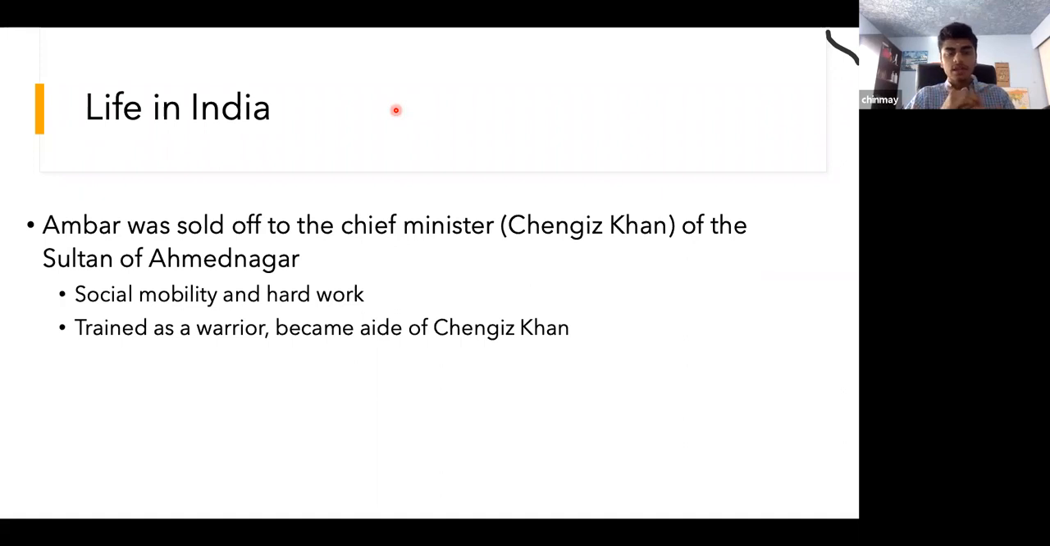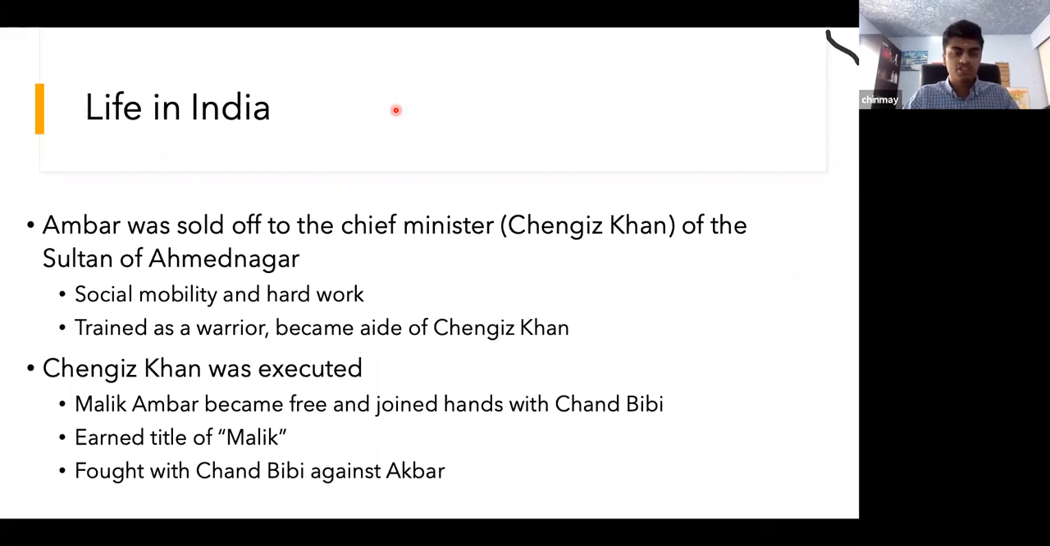So once he came south, he was sold off to Chengiz Khan. Chengiz Khan was named after the Chengiz Khan of the Mongols, just to clarify that. He was trained as a warrior and he was a close aide of Chengiz Khan because Chengiz Khan realized that this slave that he had purchased was not only educated, but he showed a lot of promise as a prodigy. He showed a lot of capabilities as somebody who had a lot of potential within him. Chengiz Khan recognized that and began training Ambar as a warrior, as a politician, and continued his education.